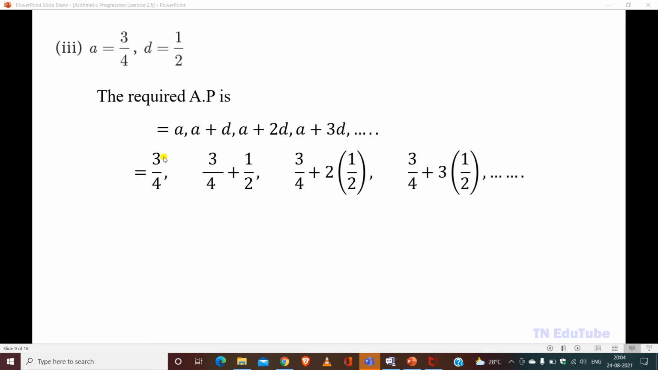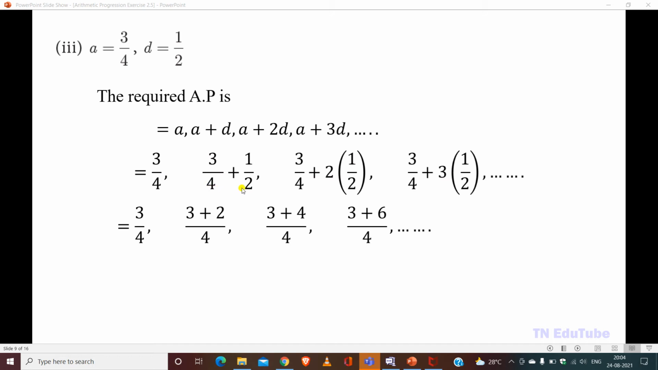Then Roman letter 3. A equal to 3 by 4, D equal to 1 by 2. The required AP is A, A plus D, A plus 2D, A plus 3D, etc. Substituting these values, you get 3 by 4, and 3 by 4 plus 1 by 2, 3 by 4 plus 2 into 1 by 2, 3 by 4 plus 3 into 1 by 2, etc. When you are simplifying, you get 3 by 4.